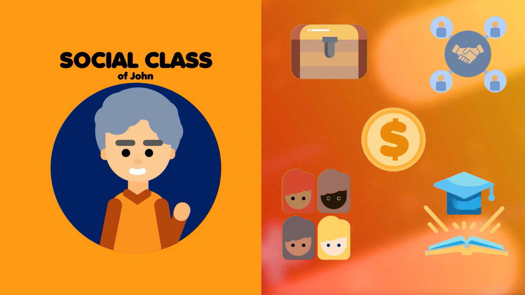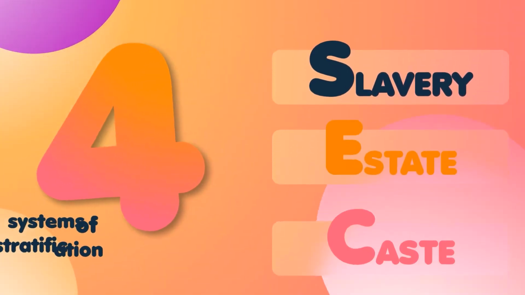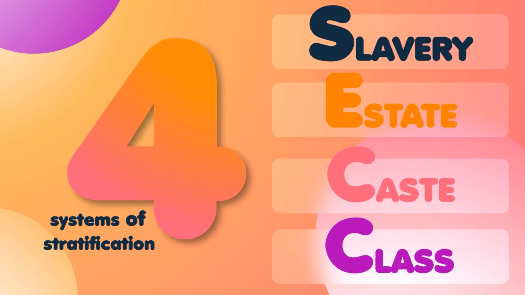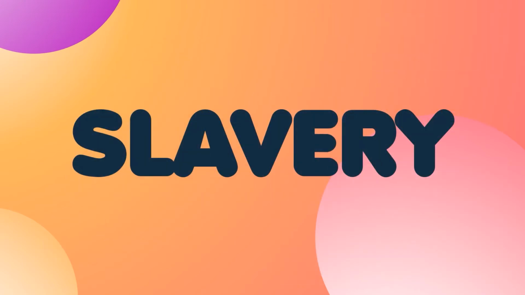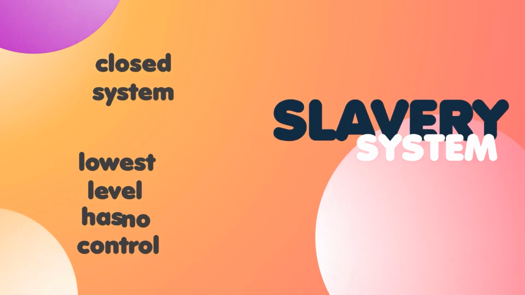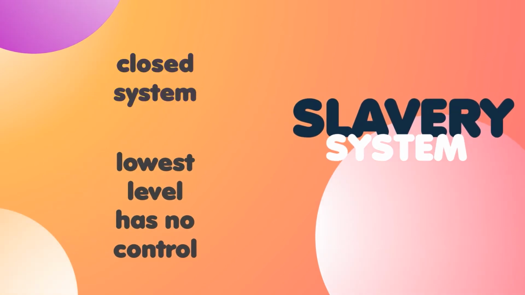And there are four major systems of stratification: slavery, estate systems, caste systems, and class systems. First is slavery. So what is slavery? The system of slavery is a closed stratification system in which the lowest level has absolutely no control over their social standing.